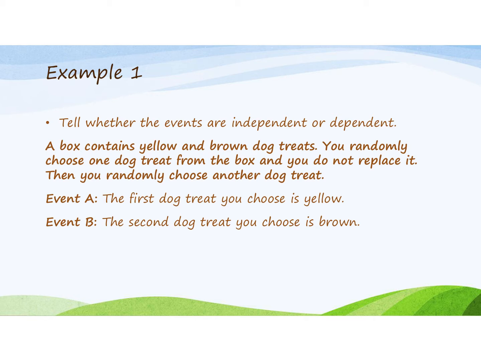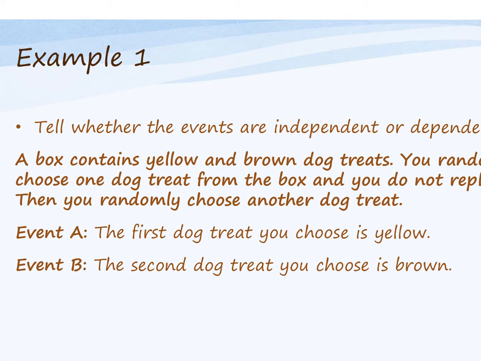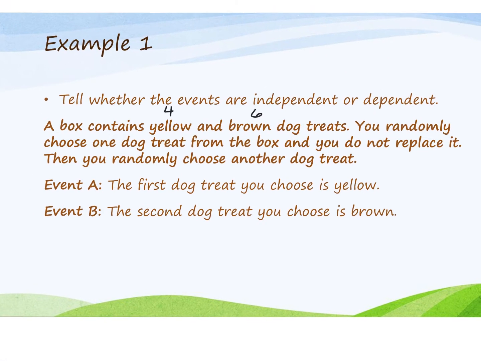So let's give this some numbers so it looks a little bit better. Let's say we have 4 yellow dog treats, and then we have 6 brown. What would be the probability of choosing a yellow dog treat? How many dog treats do we have in total in the box? We have 10, right? 4 plus 6. How many of them are yellow? So we would do 4 over 10. That would be the probability of event A, correct? And then we could simplify that to 2/5.